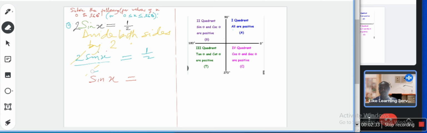Let me write the 2 with a different color so that it doesn't look confusing. So divided by 2. So what's half divided by 2? By the way, this would have cancelled out this, leaving only sine x. So what is half divided by 2? That's 0.25, right? Which is actually 1 over 4. Alright, so what do you do at this point?